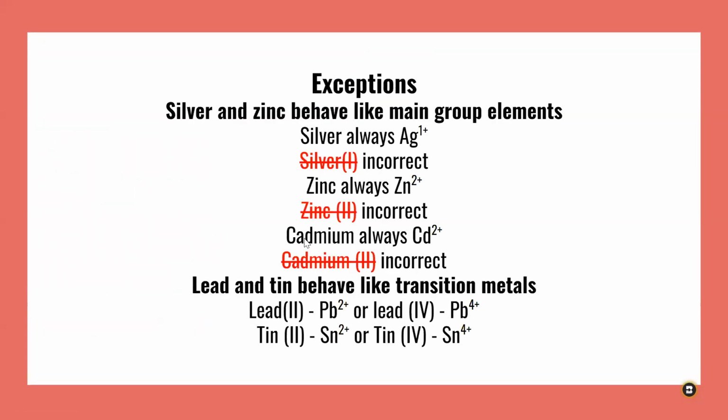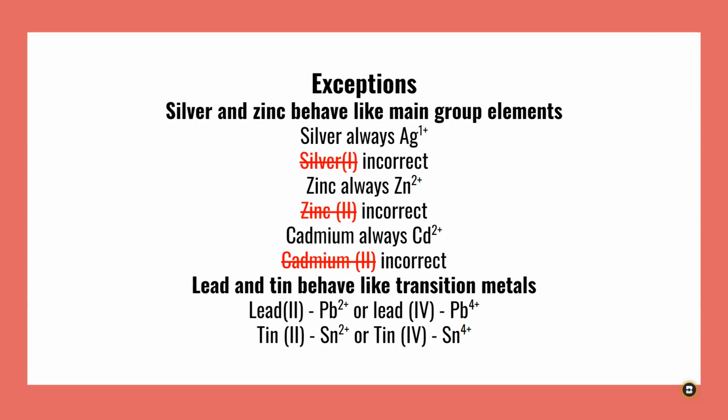But there are exceptions. There are some transition metals that behave like the representative elements, that's the main group elements. So they have only one type of cation. Like silver is always 1+. Zinc is always 2+. Cadmium is always 2+. So if you put the Roman numeral, that's wrong. You can't do that because these are exceptions. They can only form one type of cation, so they behave like representative elements.